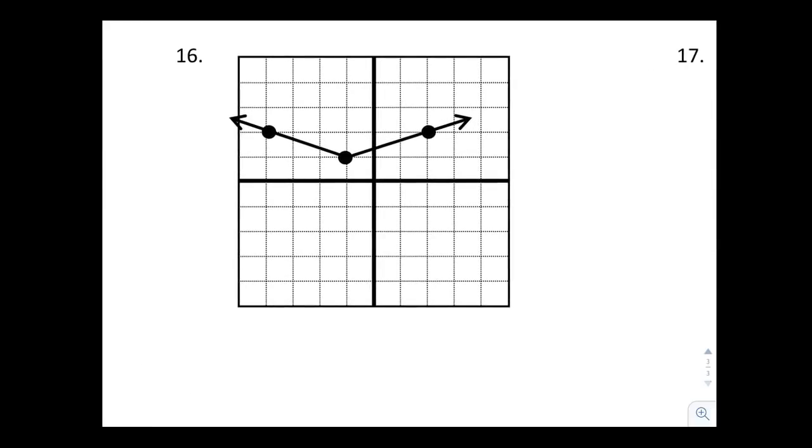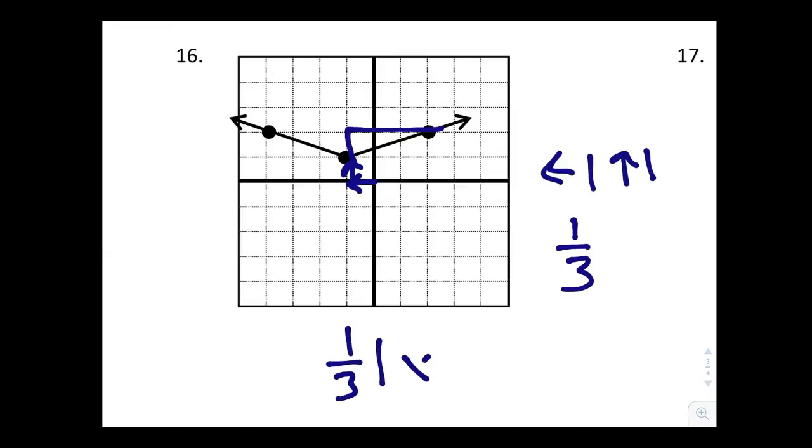This one. It moved left 1. It moved up 1. It moved to get fatter. Up 1/3. And that looks like it's it. So I'm going to rewrite this as 1/3 absolute value of x. I know it's an absolute value because it's a V. I'm going to do +1 on the inside because it moved to the left. I'm going to do +1 on the outside because it moved up.